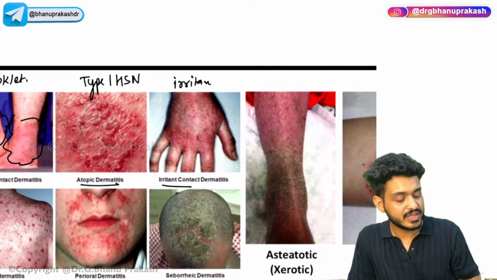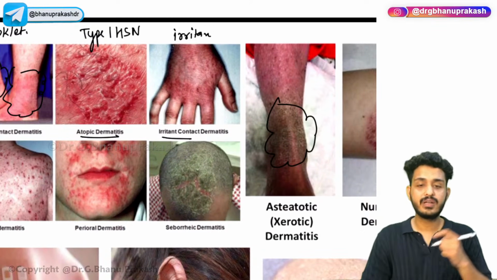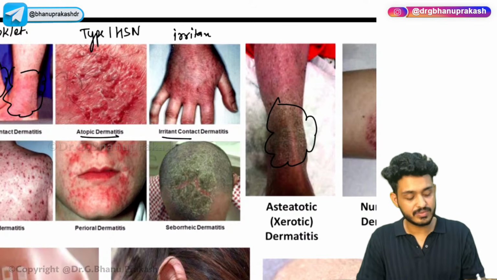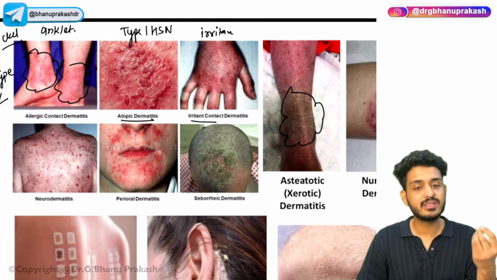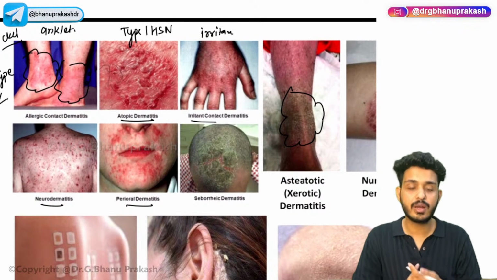Okay, this one is your asteatotic eczema or xerotic dermatitis. Basically these are dermatitis. The simple meaning is there will be inflammation of the skin. Okay, it is perioral because of nerve, that is neurodermatitis.